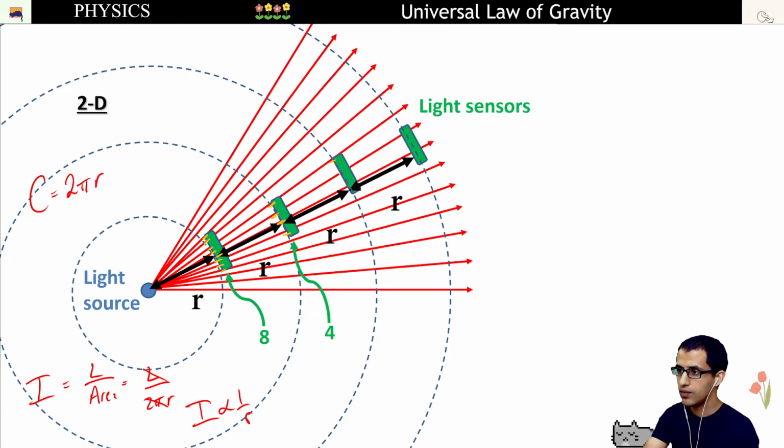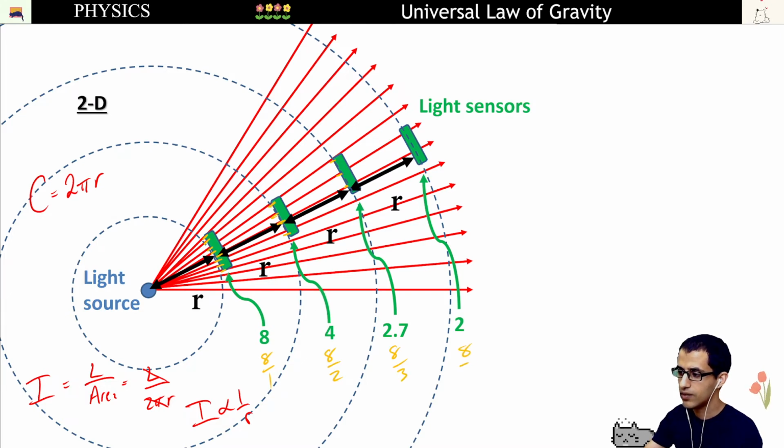Here, I have 1, 2, 3. But on average, the number is going to end up being 2.7 based on the math that we'll see. And the last one, on average, is going to have 2 light rays. So the intensity here is 8 over 1. The intensity here is 8 over 2, 8 over 3, and 8 over 4. And that's what we mean by the intensity being inversely proportional to the distance r.